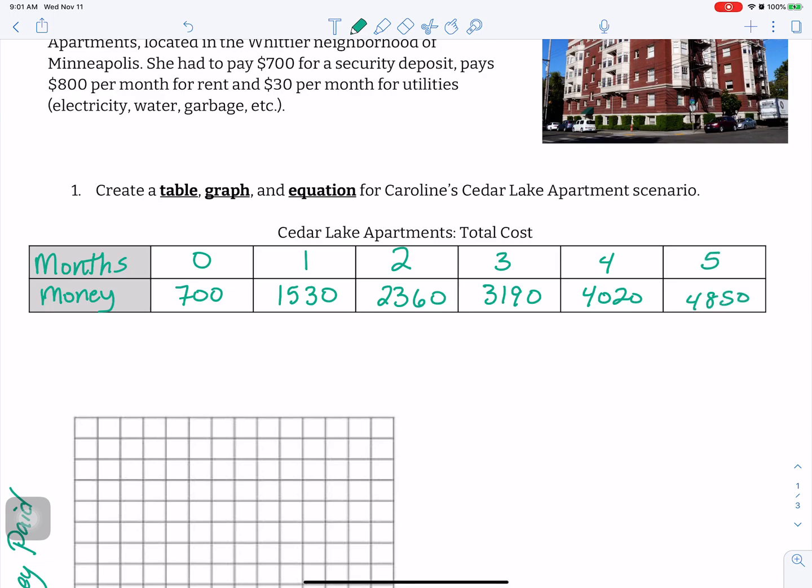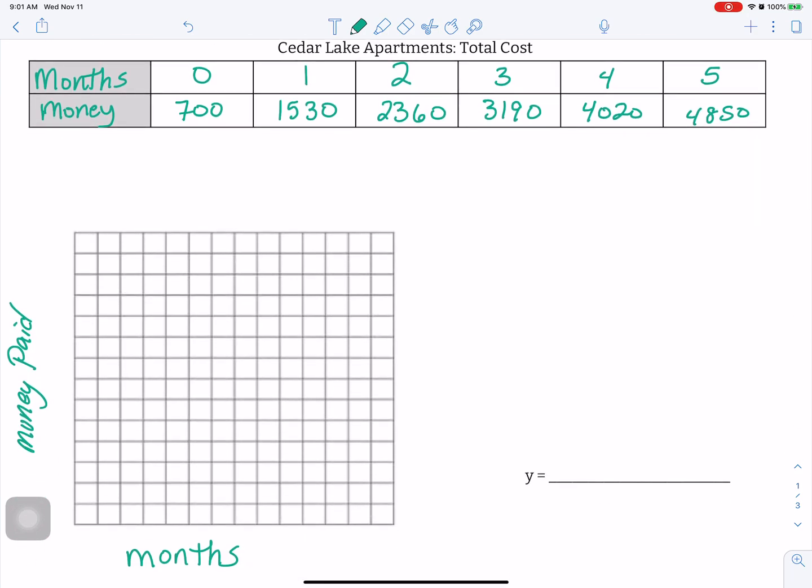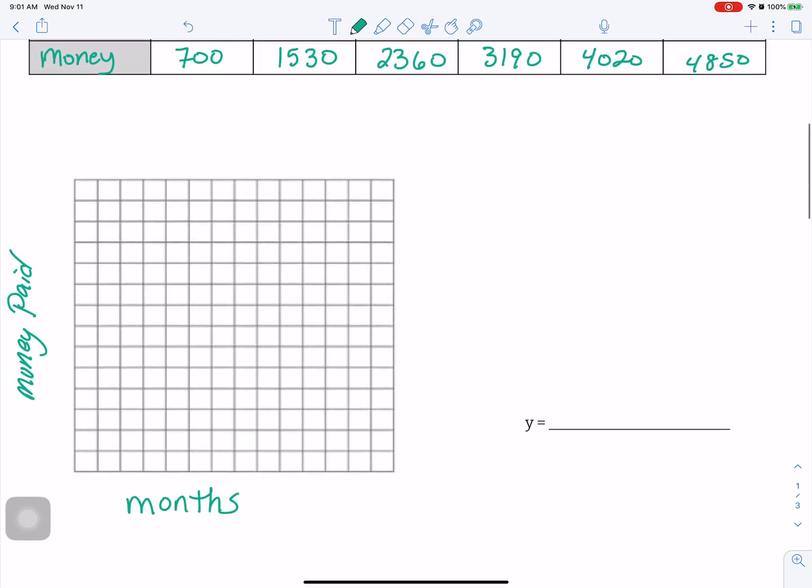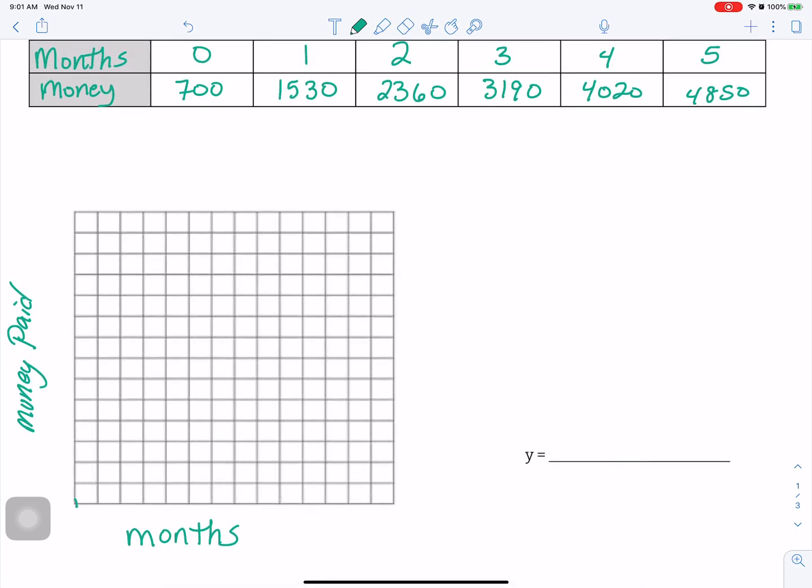Then if I graph this information in my table, on the money paid I need to be able to go up to about 5,000. In months, I need to go up to 5, so I'm just going to go up by ones. We won't get all the way across on months, and that's fine. To be able to go up to 5,000, if I go up by 500, that should work. Remember, I can't just go by the money in the table. I need to make sure that I'm going up by a set amount. That's our scales of the graph.